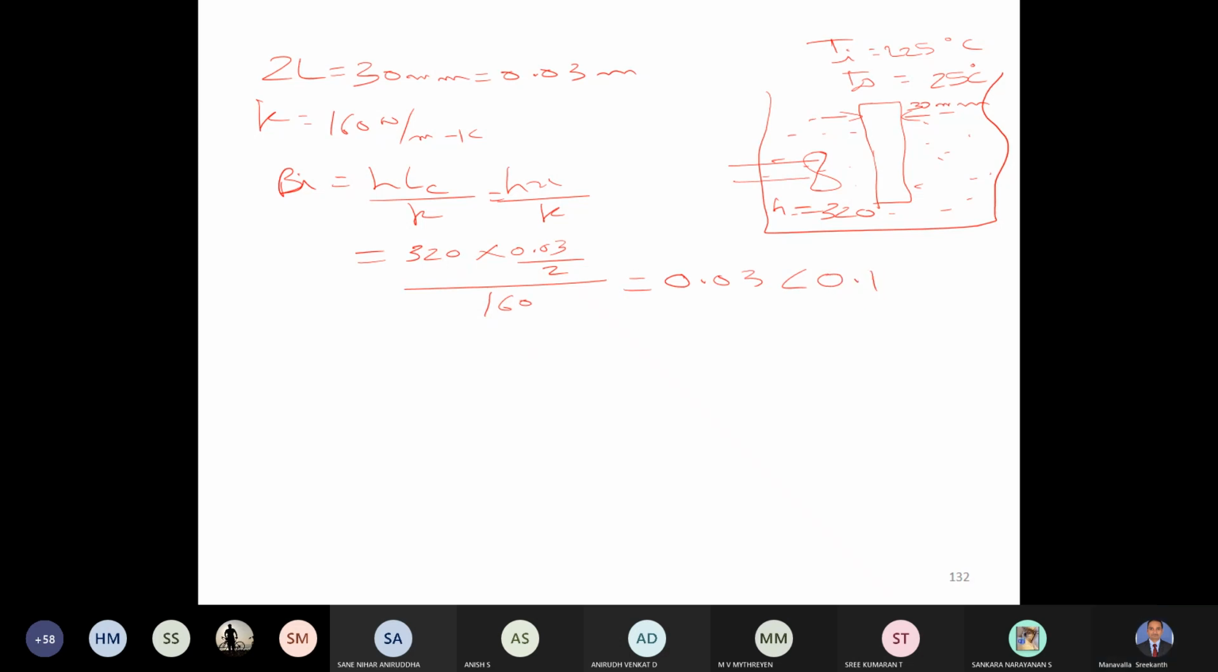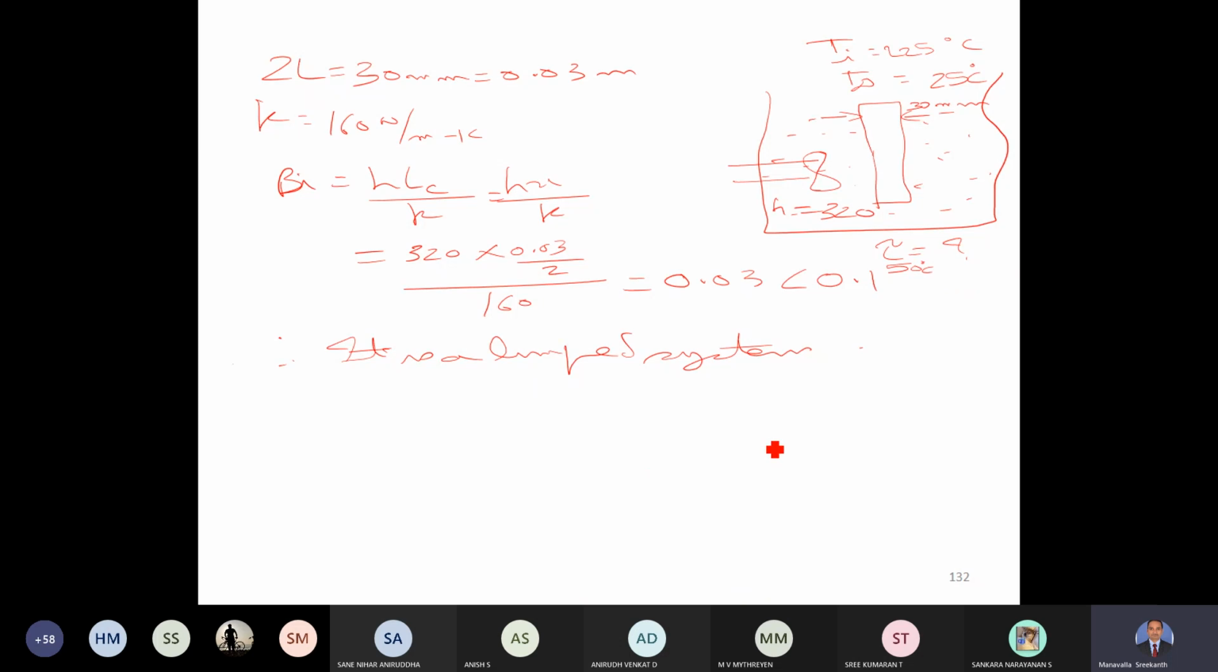Remember, for the object to be considered as a lump system, the Biot number should be less than 0.1. So here in this case, it is indeed less than 0.1. Therefore, it is a lump system. Okay. Now, in the lump system, we are asked to find out tau for the temperature to reach 50 degrees Celsius. What is the value of tau?